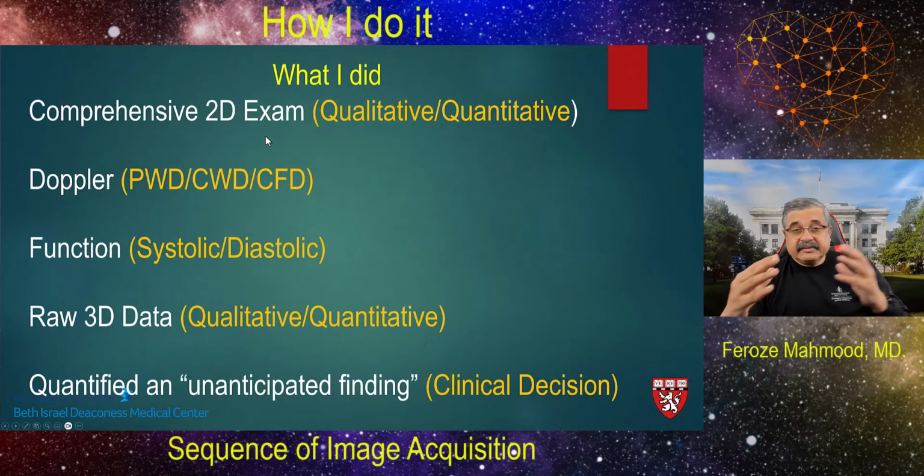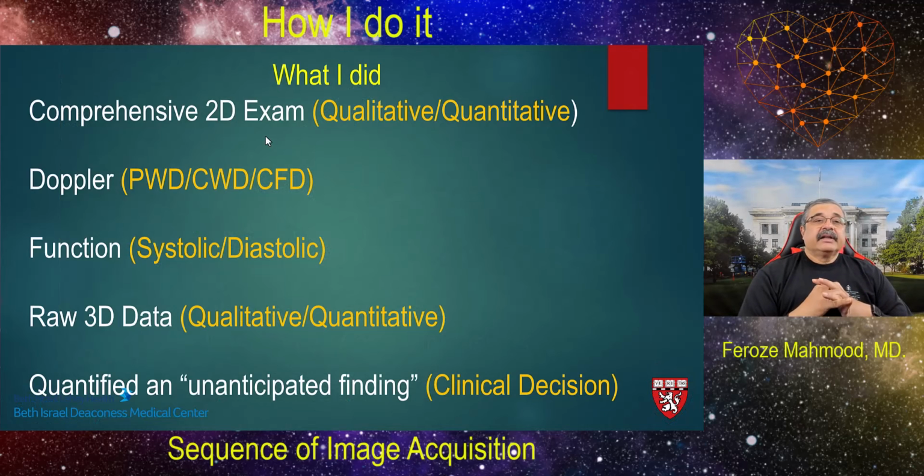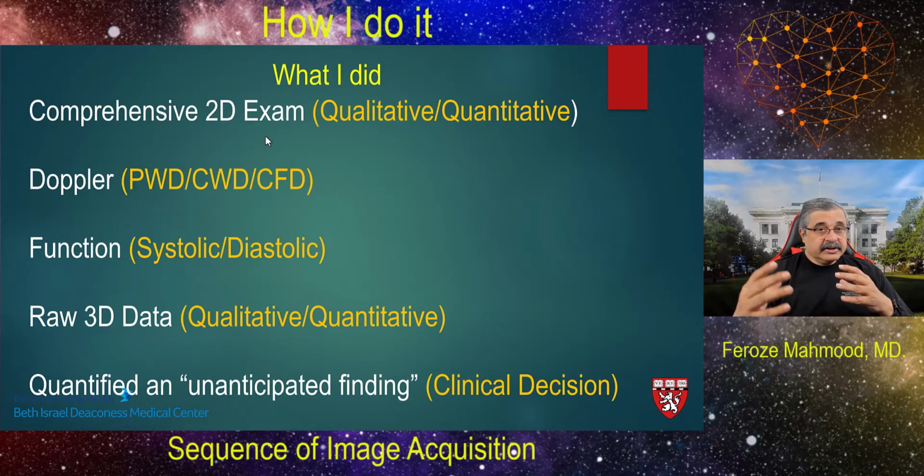And now as we finish this exam, you can see that we have done a comprehensive 2D examination which is both qualitative and quantitative. We use Doppler in its entirety, that is, pulse wave for filling, continuous wave to exclude stenosis, color flow Doppler to identify not only valves and structures but also quantify regurgitation. A functional assessment, that is both systolic and diastolic.